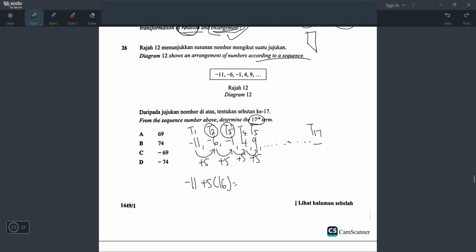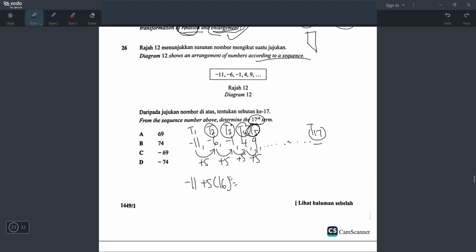To get term number 3, you plus 5 two times. And then to get T4, you plus 5 three times. To get T5, you plus 5 four times. It means how many times you plus 5 depends on which term you want, right? If you want the fifth term, it will be 5 minus 1, so you plus 5 four times. So to get term 17, you have to plus 5 16 times.